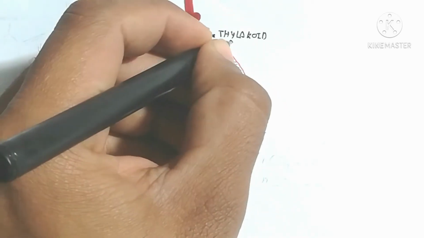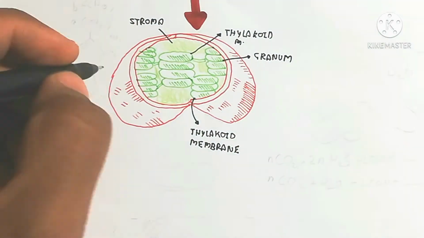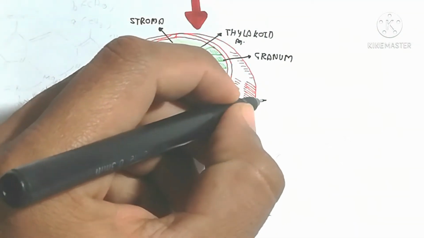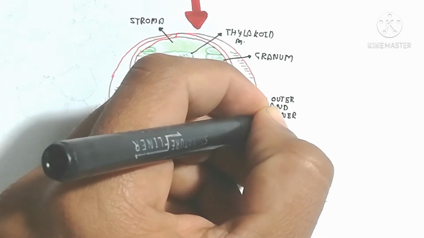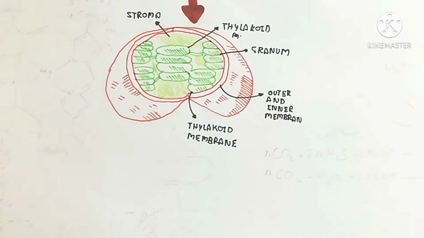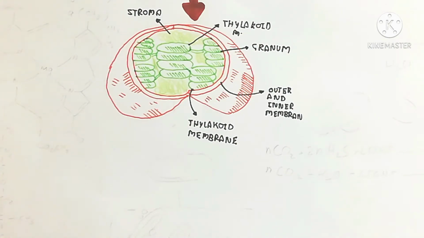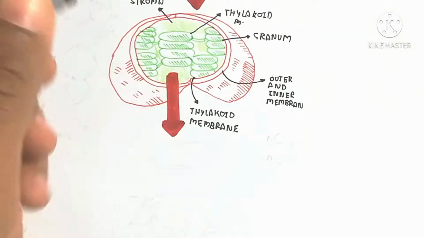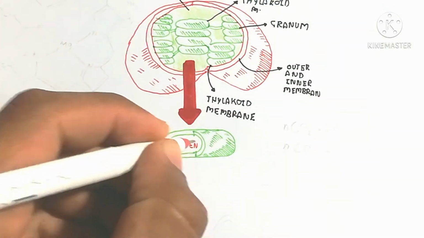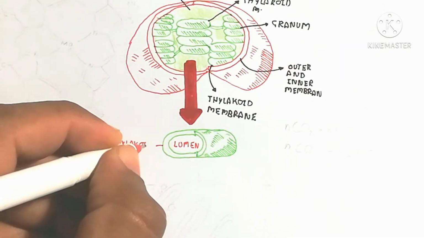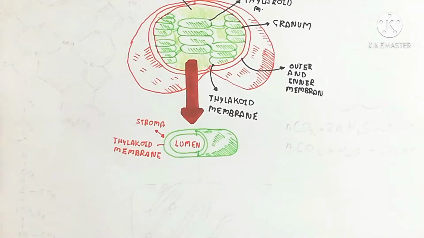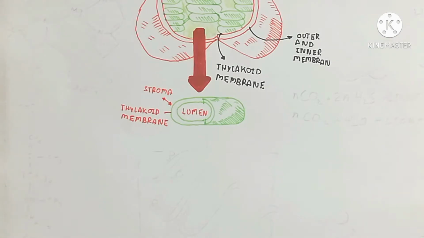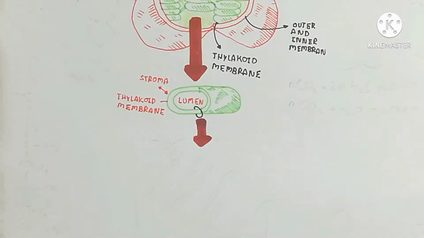So here is the thylakoid membrane. The thylakoid membrane contains grana, each one called a granum, and the stroma is the fluid-like structure scattered around the grana. There are an outer and inner membrane present in the chloroplast. So here I am showing the granum. One granum I pick out, and it has a lumen inside.